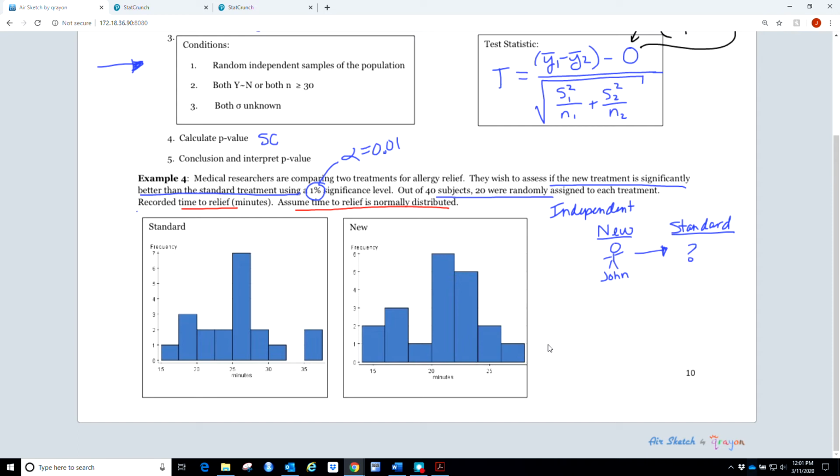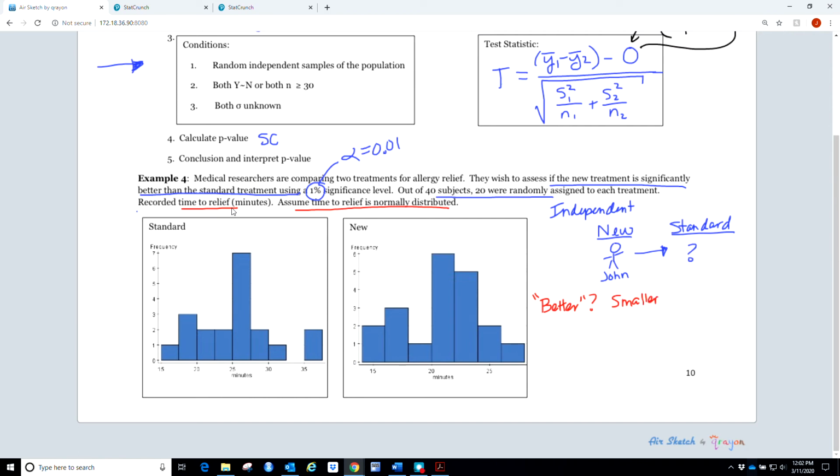Another thing that we need to talk about to truly understand is what it means to actually be better. We're asked to see if the new treatment is significantly better than the standard treatment. Well, what is better, bigger or smaller? I need to know what we're looking at. We're measuring the time to relief for an allergy sufferer. If you are an allergy sufferer, what would you like the time to be until you start feeling some relief? In this case, better is actually going to mean that I want the smaller value.